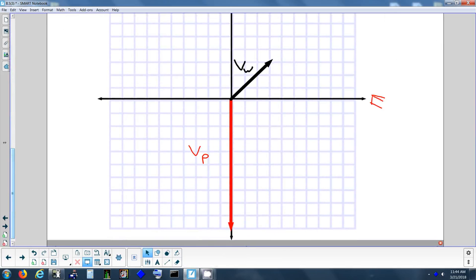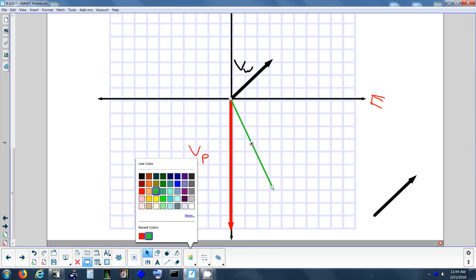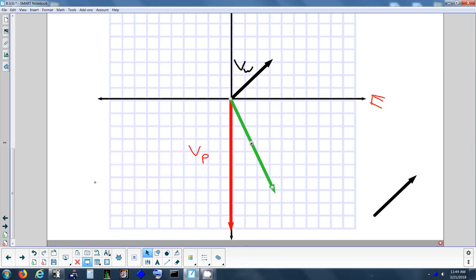Now, if I wanted to know what the combined effect is going to be, okay, we've done this before. All I would do, and I'm going to erase this in a second, I just need it temporarily, is I would put the vector for the wind onto the end of the plane, and then connect where I started to where I finished. And let's put this one in green. So what you're looking at in green is what is actually going to happen.